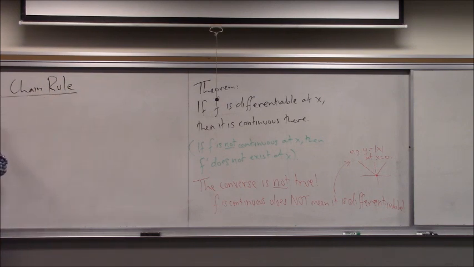So, quick motivation. With what we know so far, how would you find the derivative of something like x squared plus 1, squared? Well, we know the power rule, and we know that derivatives distribute across sums.